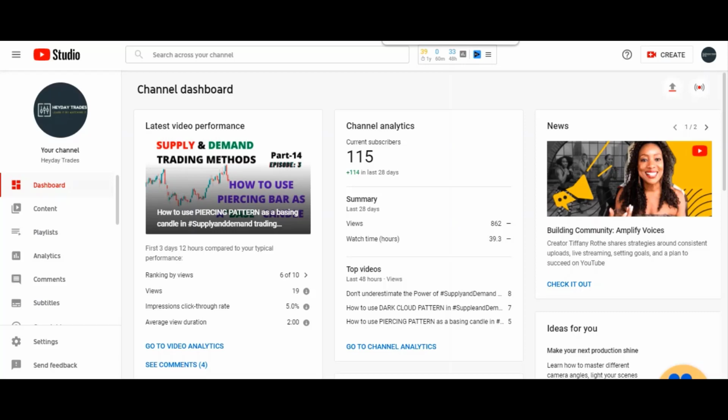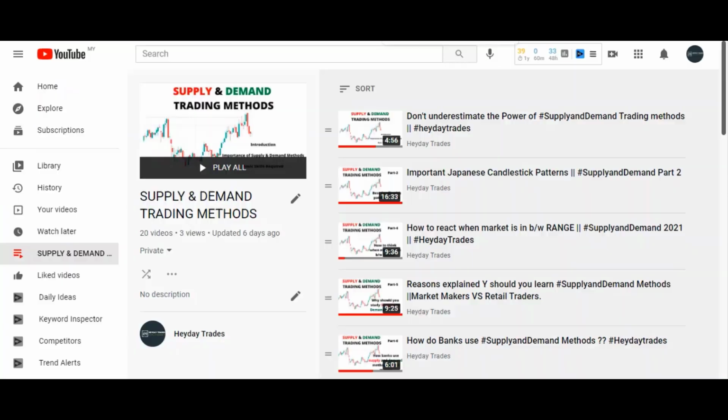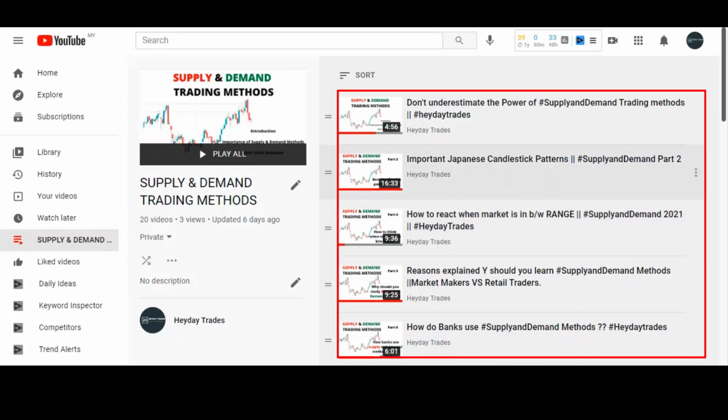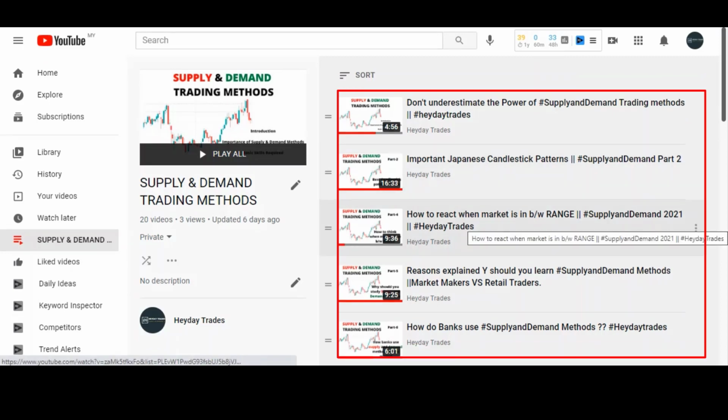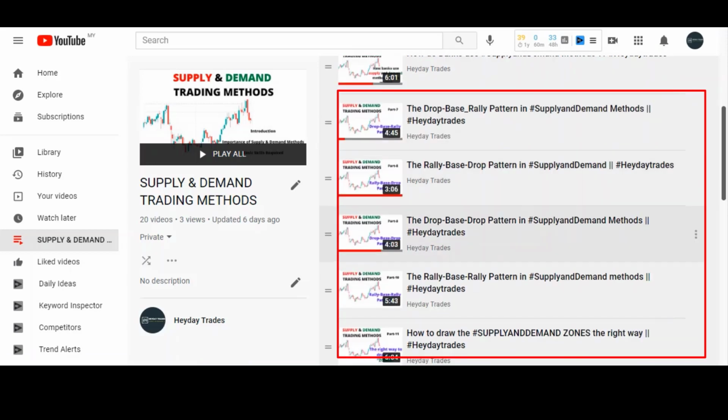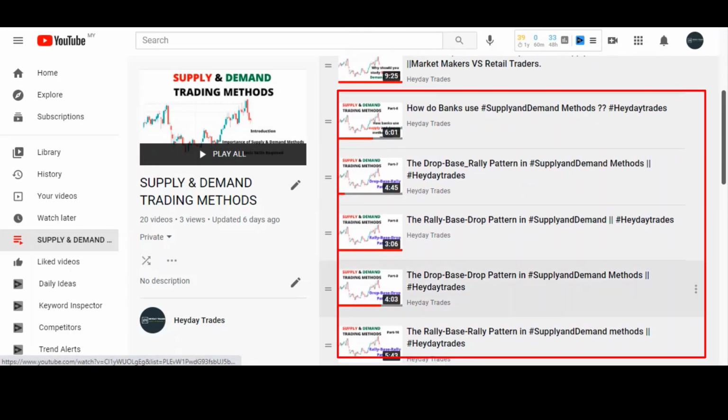And traders, if you are visiting this channel for the first time, I strongly recommend you watch the supply and demand video series, where I have discussed the importance of supply and demand zones and the important Japanese candlestick patterns we need to use in these zones. We have also discussed many chart patterns, as you can see here: the drop base rally pattern, the rally base drop pattern, and many more. So I strongly recommend you watch this video if you are a beginner.